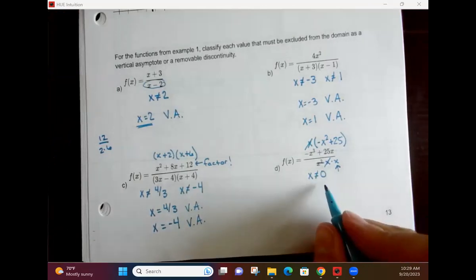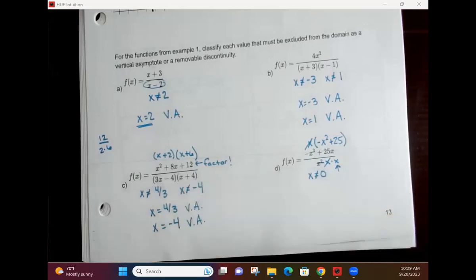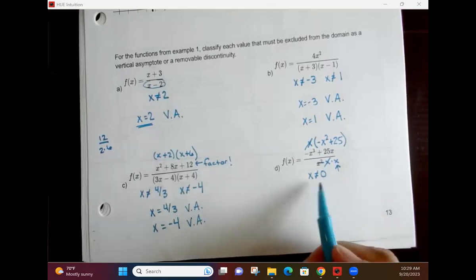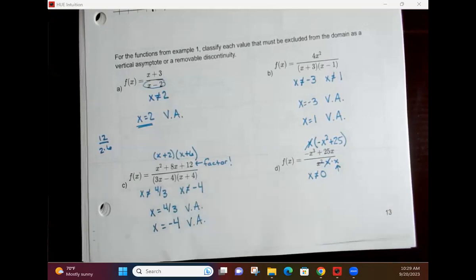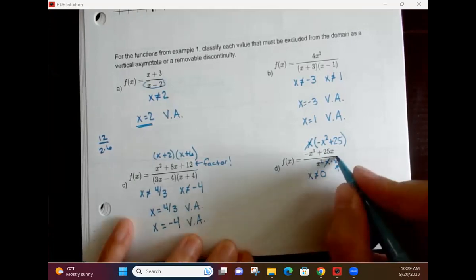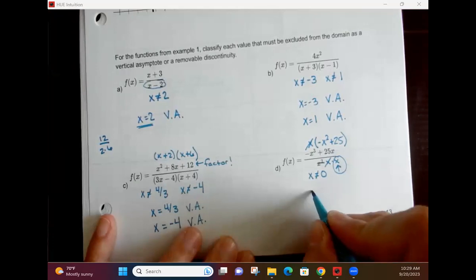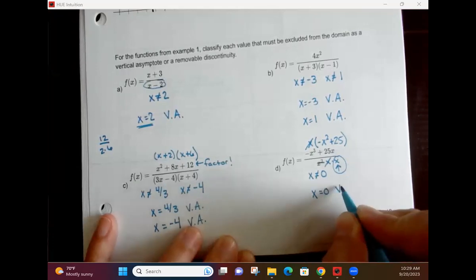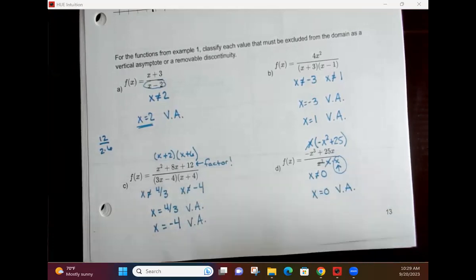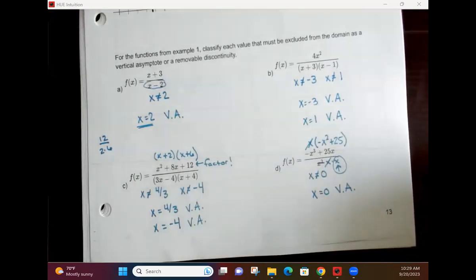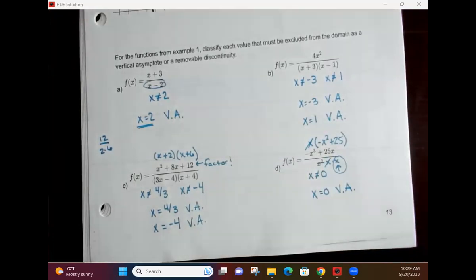So at 0, I have reason to think that I would see a hole. I also have reason to think I would see a vertical asymptote. Anytime that you see a situation like this where at one specific value you have both things happening, the vertical asymptote is going to win. So at x equals 0, we would have a vertical asymptote. Even though I could reduce one of those x's, the asymptote is going to overpower the hole.